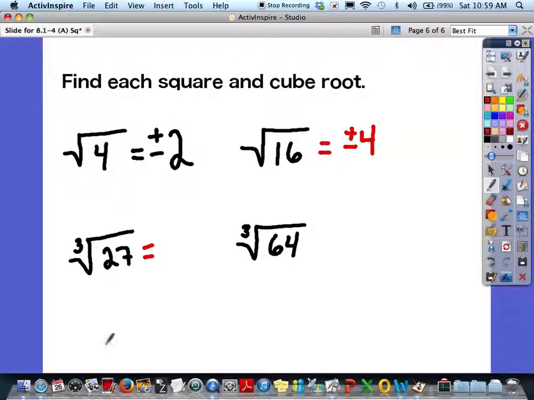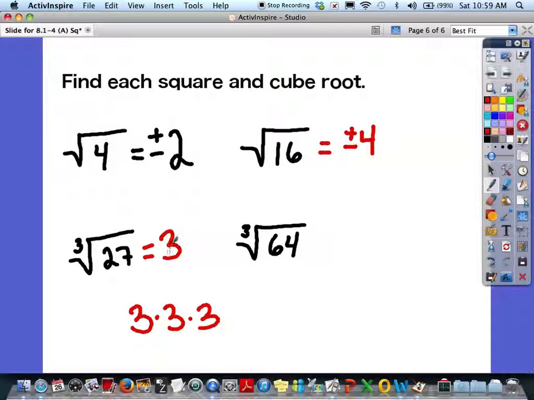Let me try 2. Okay, 2 times 2 times 2. The question is, does that equal 27? Let's see. 2 times 2 is 4, times 2 is 8. Okay, 2 did not work. But I know I have to multiply the same number 3 times to get that number underneath the symbol. So let me try a different number. Let me try 3. And we know it's 3 because I've already done it. 3 times 3 is 9, times 3 is 27. So the answer here is 3, because 3 is the cube root of 27.